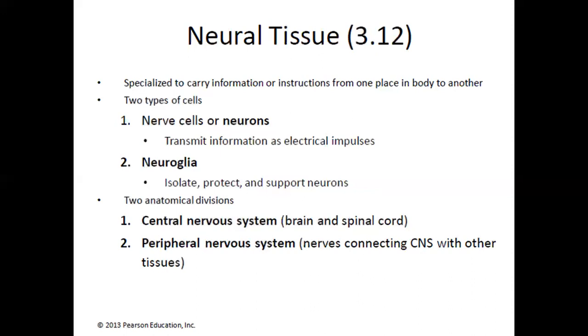There are 2 divisions of neural tissue: the central nervous system, which is your brain and your spinal cord, and the peripheral nervous system, which is basically what connects the rest of your body to your brain and your spinal cord.